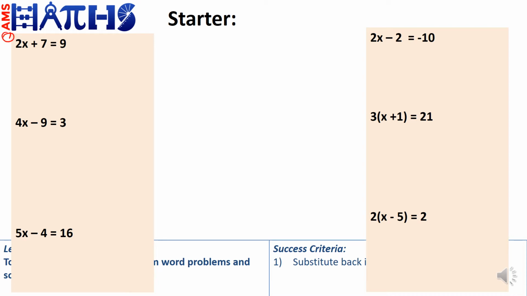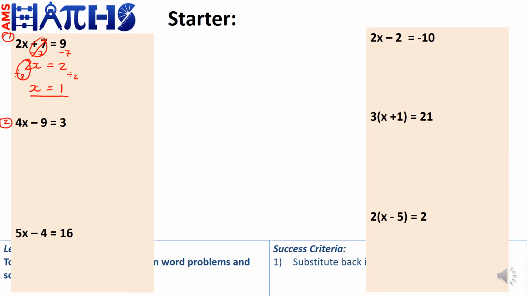So the first question, we have 2x plus 7 equal 9. So our first thing to do is subtract 7 from both sides. So 7 minus 7 is 0, leaves us with 2x on the left. 9 minus 7 is 2. Then the next step is to divide by 2 on both sides so that we can get x. So 2 divided by 2 is 1, so we're left with 1x, and 2 divided by 2 is 1. So that is the answer. x equals 1.